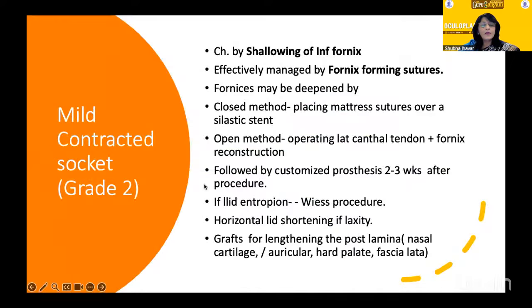Now, for a mild contracted socket or grade 2, where there is just a shallowing of the inferior fornix, it can be effectively managed by fornix forming sutures. You deepen the fornix either by a closed method or by an open dissection. And thereafter, you have to put a customized prosthesis. And you can also address the lid issues.